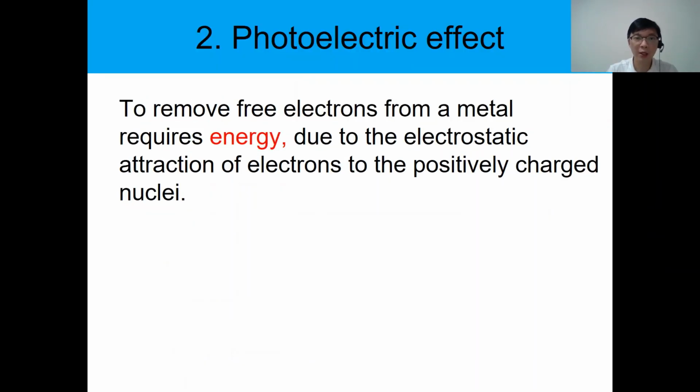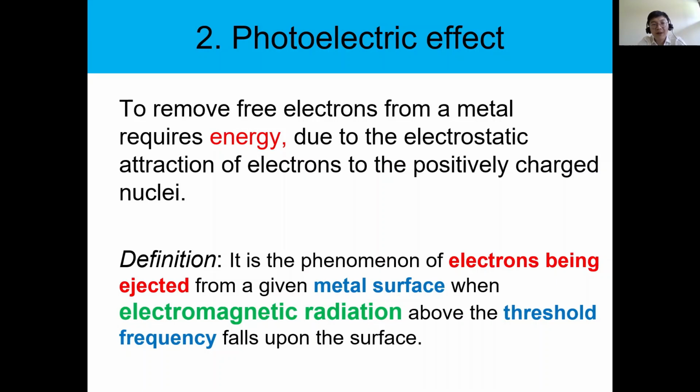Generally, in a metal, you have positively charged nuclei and freely moving electrons. Because the positive charge and the negative charge are attracted to each other, to remove the electron from the metal, you will need to put in energy. So the definition of photoelectric effect is hence the phenomenon of electrons being ejected from a given metal surface when electromagnetic radiation above the threshold frequency falls upon the surface.